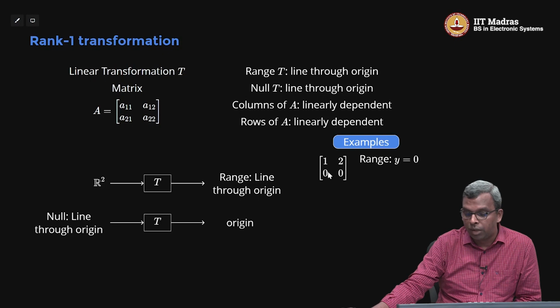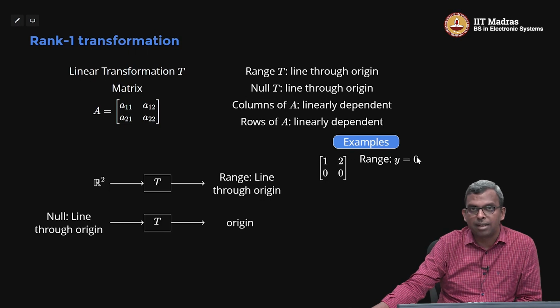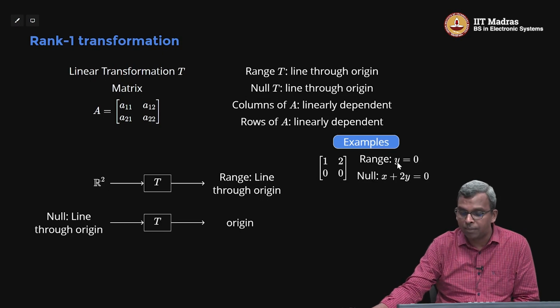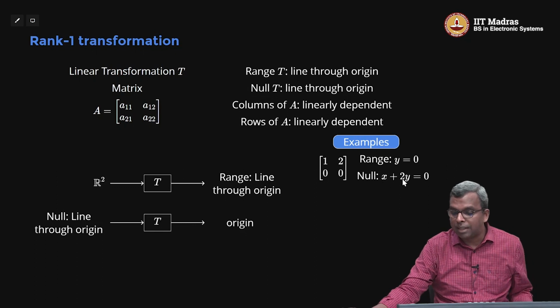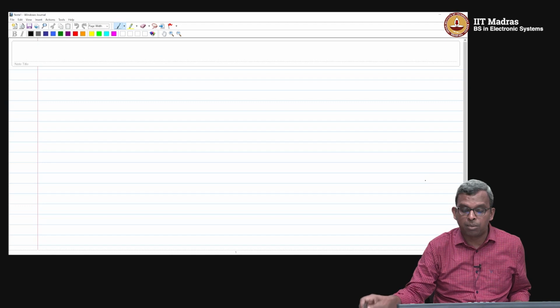So if I do all possible linear combinations of the columns, I will always get y equals 0, okay. And x can be anything. So that will go through the entire x-axis. So this gives you the x-axis, okay. So y equals 0 is the x-axis, and for the matrix 1, 2, 0, 0, the column space is the x-axis. What is the null space? Okay, the null space is x plus 2y equals 0. So this is very trivial, okay.